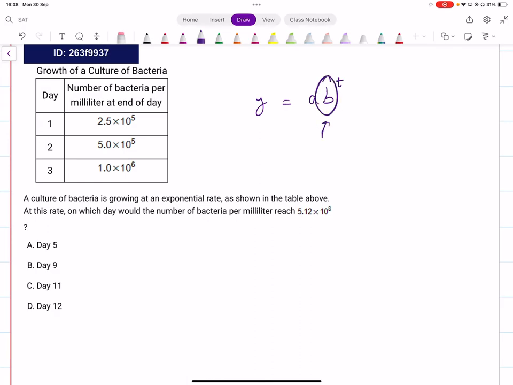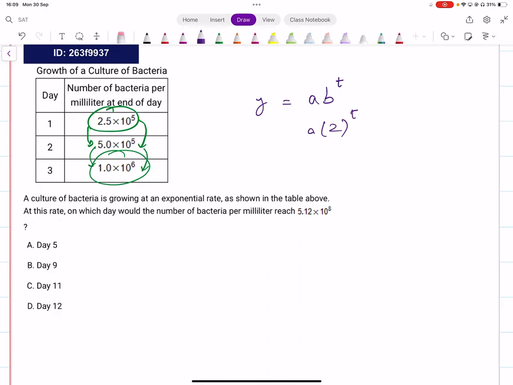What's this factor? What is this factor going to be? Can you find out the factor? By how much are the values being multiplied? You have 2.5 into 10 raised to the power 5. It becomes 5 into 10 raised to the power 5. You're multiplying by 2, right? Multiplied this by 2, you get the next one. So this factor is supposed to be 2. Is that okay? In order to get the next values, you're multiplying by 2.